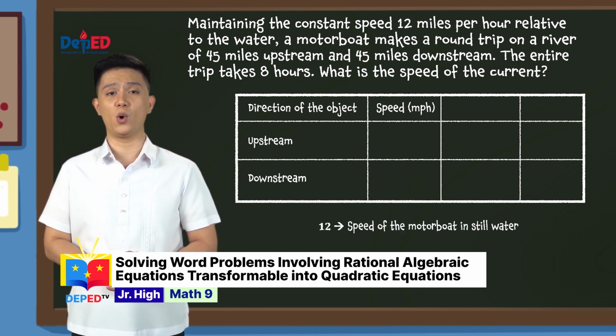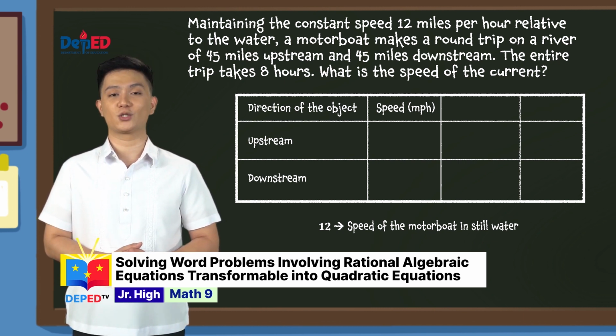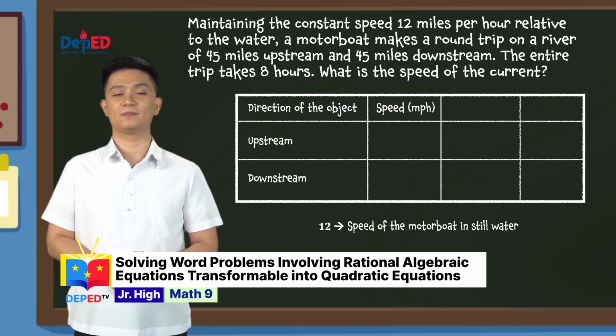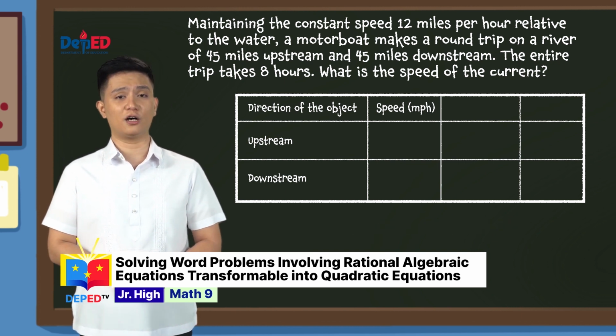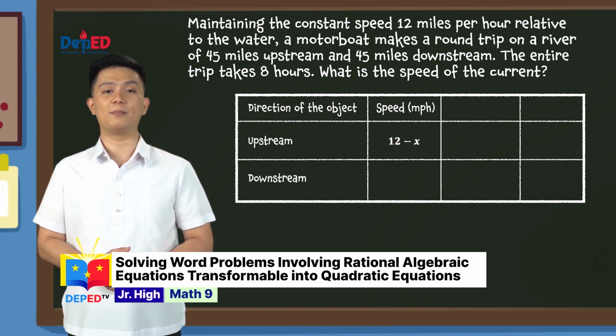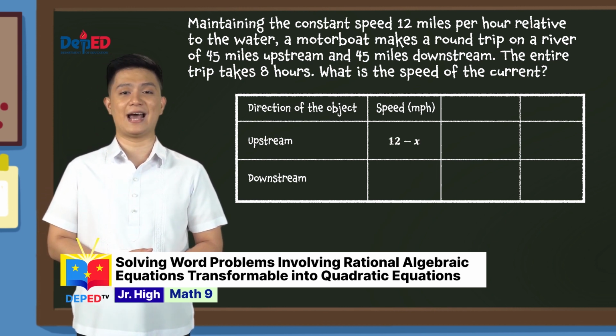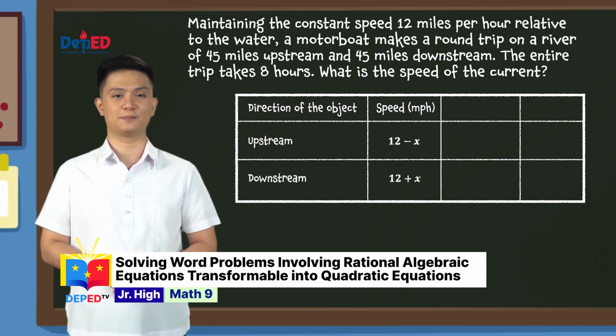The speed of the motorboat in still water is given. As stated in the problem, it is 12 miles per hour. Hence, the speed of the motorboat when traveling upstream can be written as 12 minus x, while its speed when traveling downstream can be written as 12 plus x.